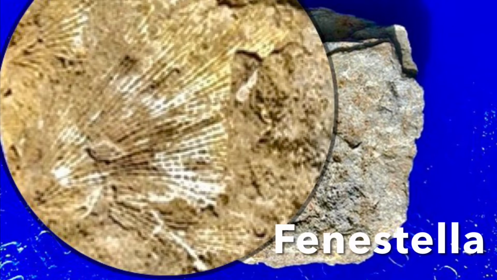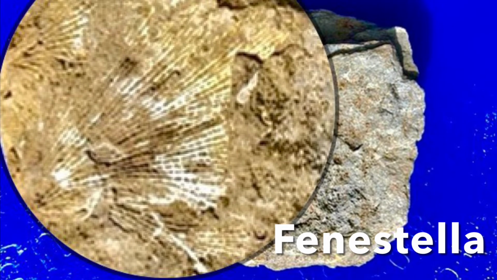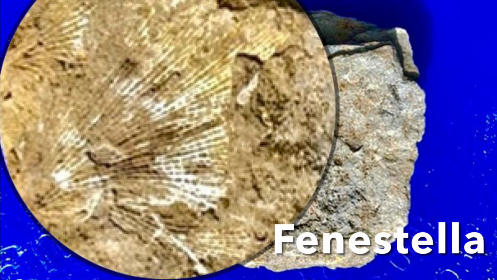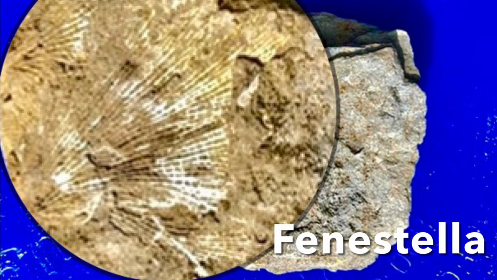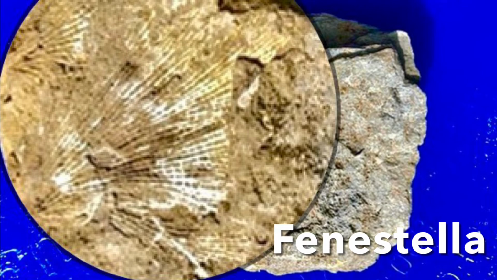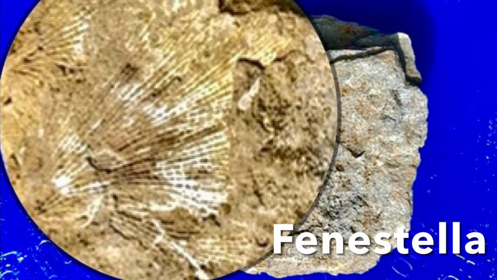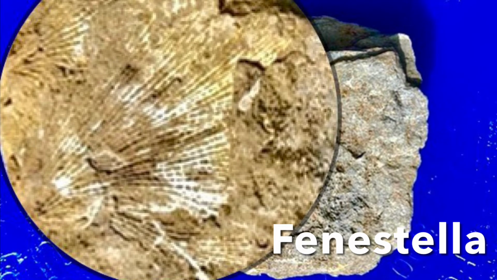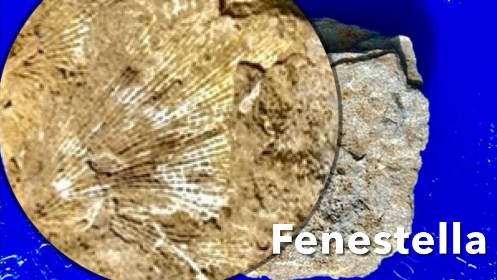Here's an example to kind of give you an idea of what an index fossil is. This little beauty of a fossil is called Finistella, and I collected it near Russell Springs, Kentucky. Let's assume that this Finistella is a really good index fossil. Let's say I went up to the area around Columbus, Ohio, and I found these same Finistella fossils. That's 400 miles away from Russell Springs, Kentucky.